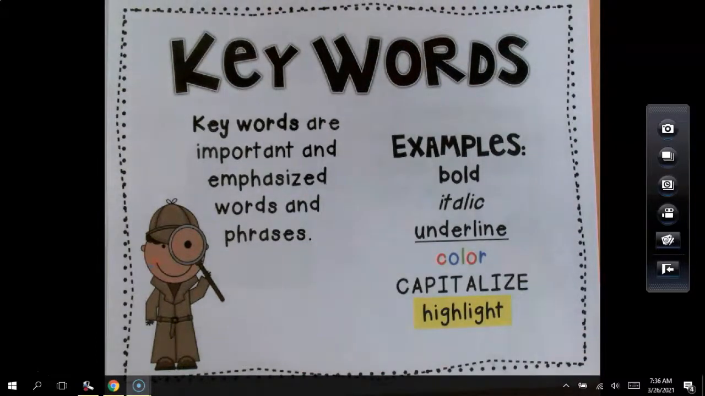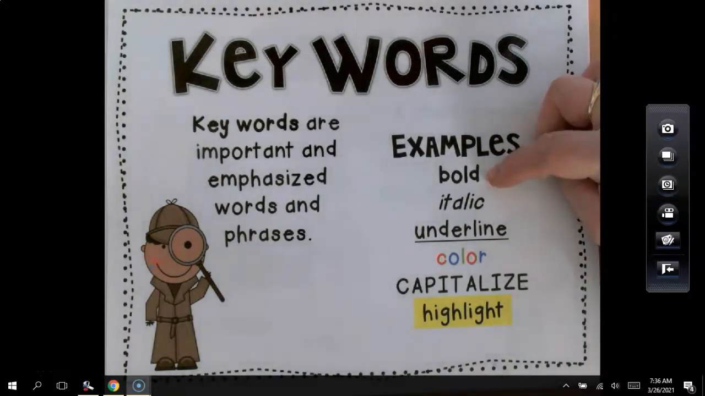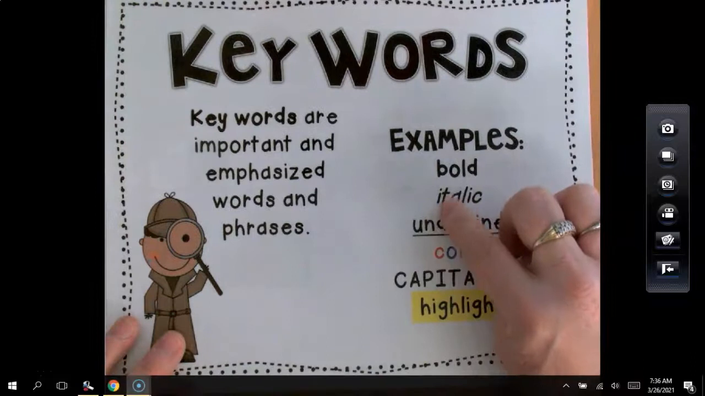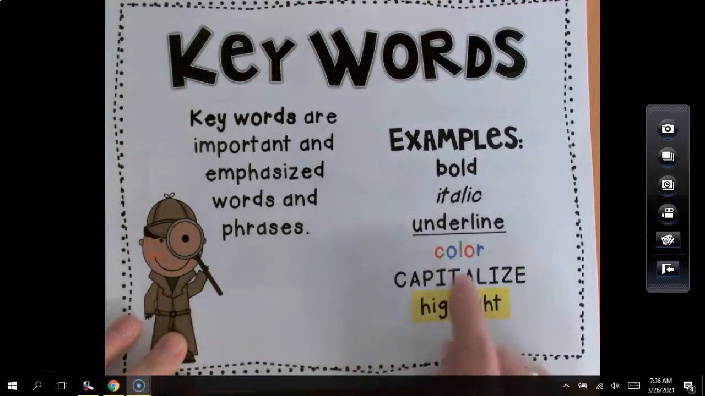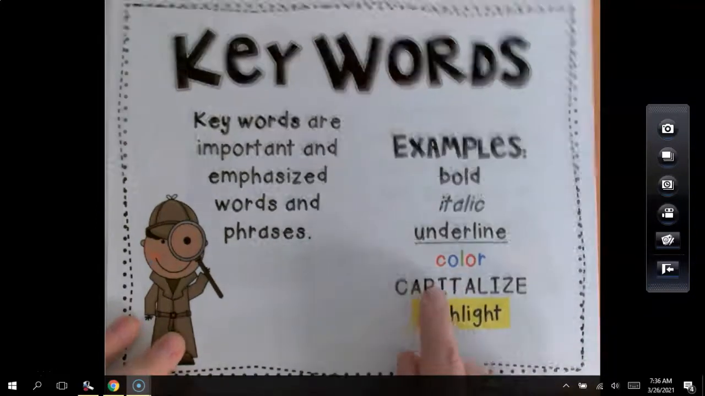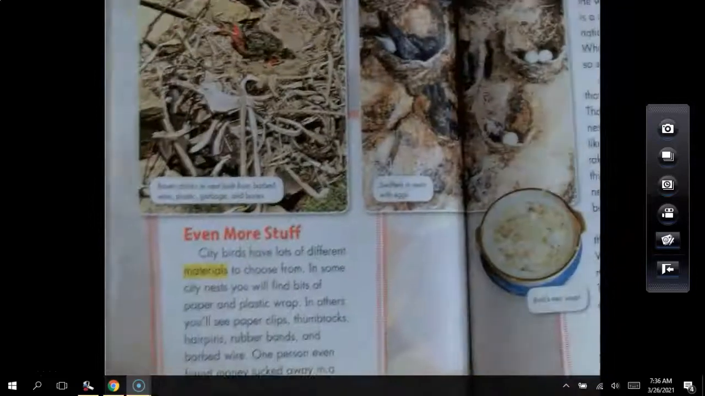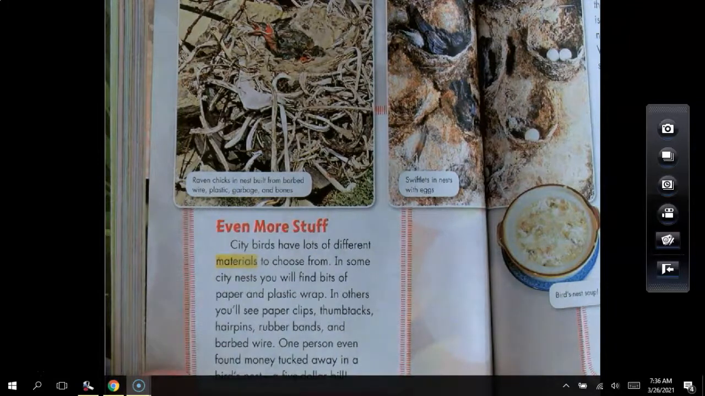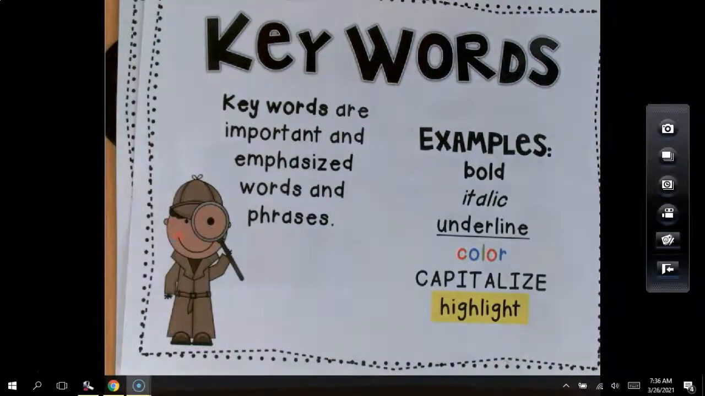They're emphasized words or phrases. You might also see them in bold, which means that they're darker black. You might see them in italic, which means they're slanted sideways a little bit. You might see words that are underlined, maybe colored, or capitalized, or even highlighted, okay? So, for instance, if I look at this page, I know that this screams important because it's highlighted. It's very important because it's highlighted. So that would be key words.